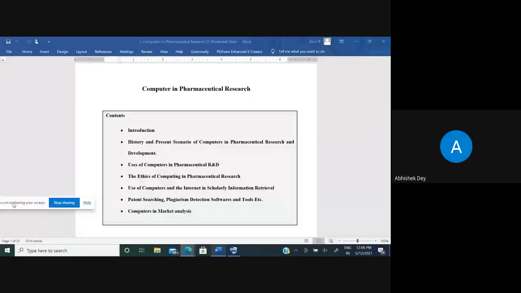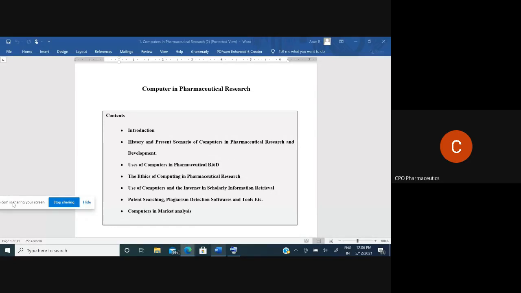Okay, so now I'll share my screen. I think you can see my screen. Yes, sir. Good. Okay, so computers in pharmaceutical research. About that we are going to discuss.